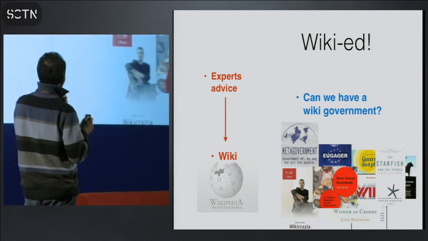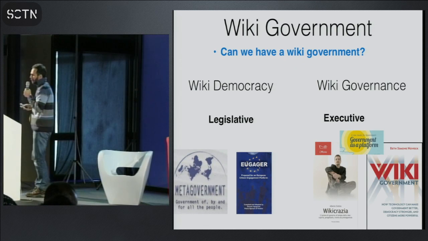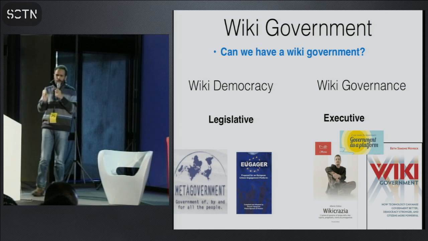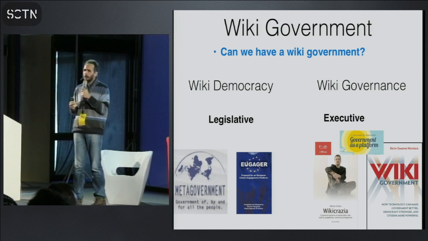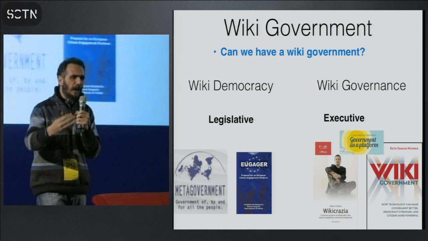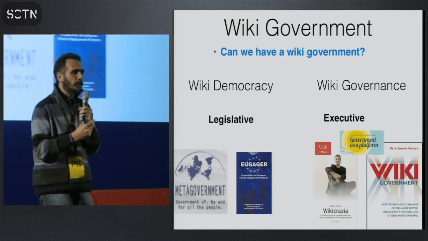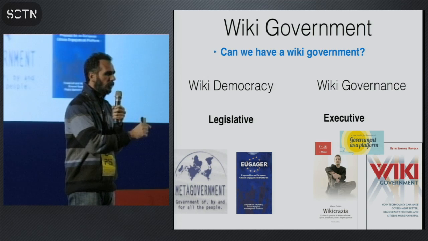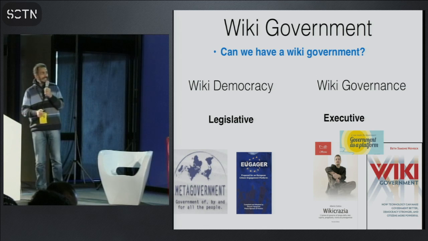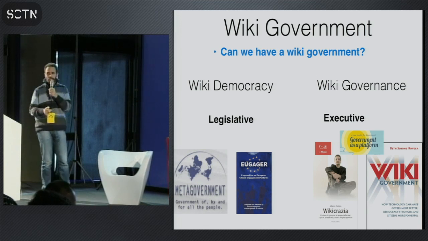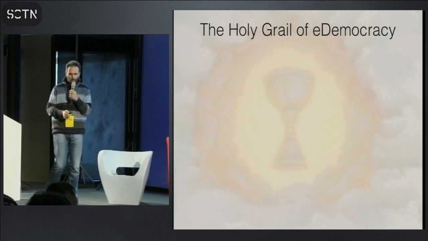Now, after this, if we are speaking about wiki government, we need to divide between wiki governance and wiki democracy. That is, are we going to ask people to do things together, or are we going together with the people? In fact, are the people going to write the laws together? Those are two different kinds of systems. We are going here to work mostly on the wiki democracy, although some of the platforms that we are seeing are also good for wiki governance.